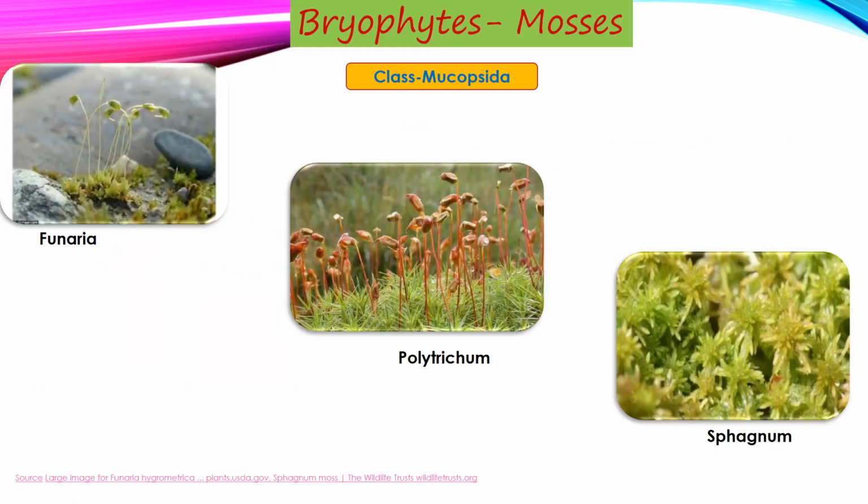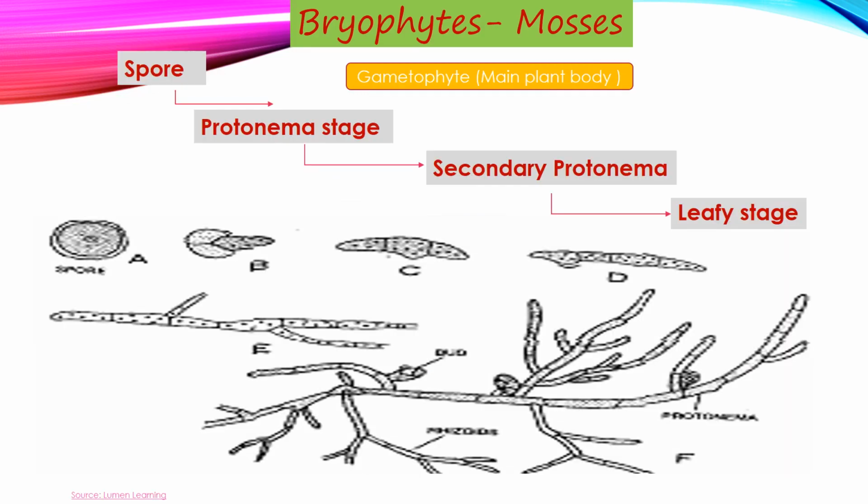Coming to the third group of bryophytes, known as mosses, belonging to the class Musci. Common examples of mosses are members belonging to the genus Funaria, Polytrichum, Sphagnum. As we can see, the plant body of the mosses is more advanced than the liverwort and the hornwort. For the gametophyte to generate, that is to form a main plant body, 4 stages are considered.